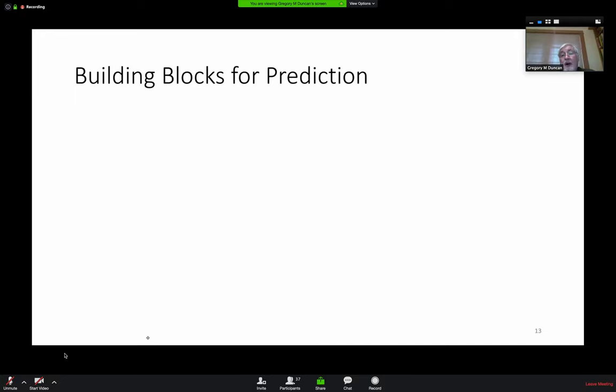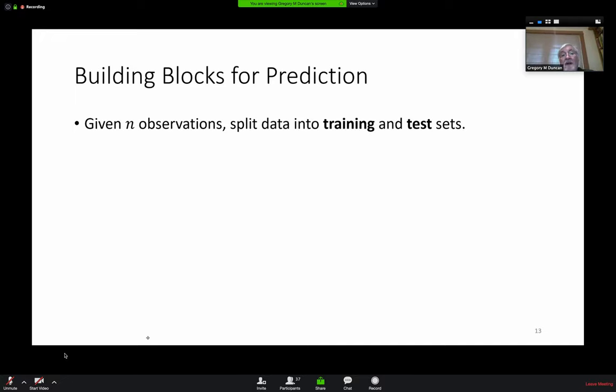What are the building blocks for prediction? Well, the first thing is we need observations. We need observations because we're going to have to learn. And I'm going to say this right up front. This is really important. We're going to split data into two sets, a training set and a test set.